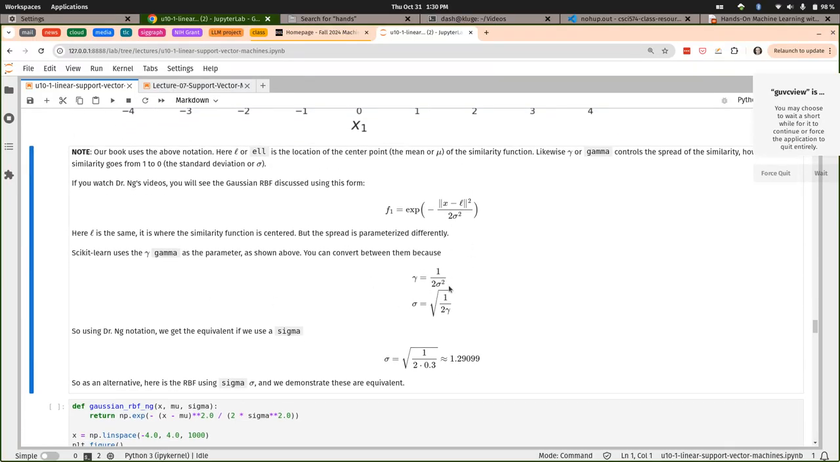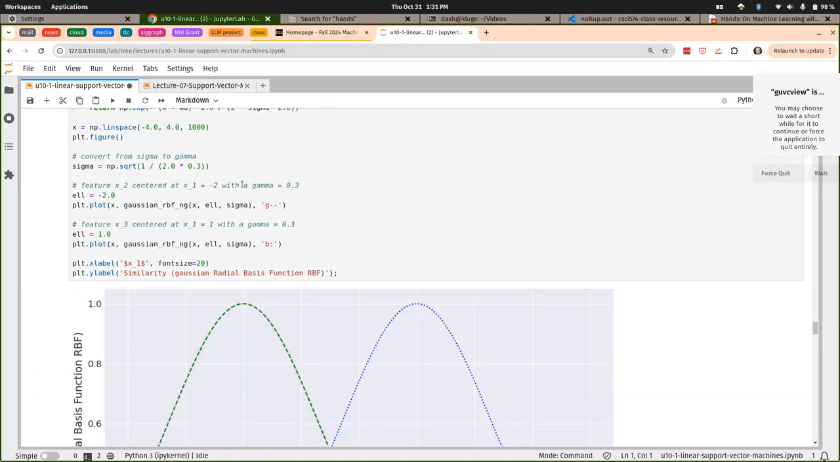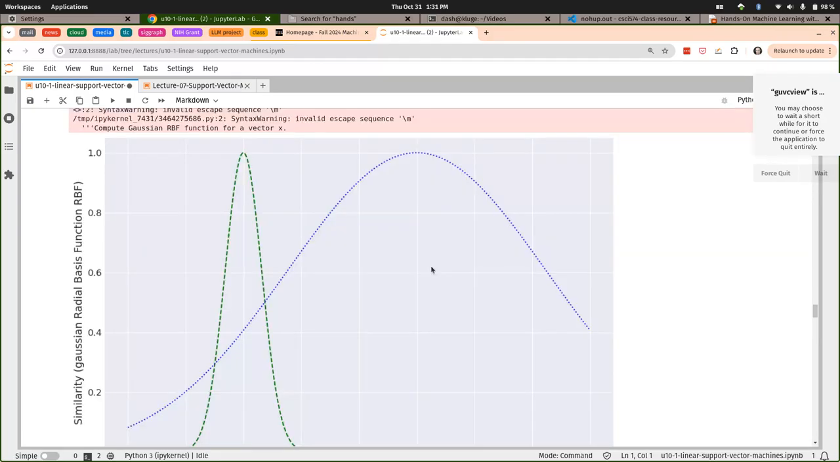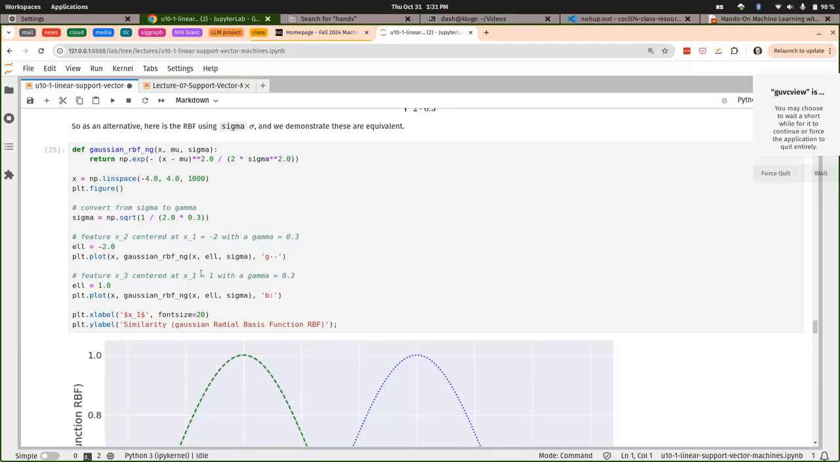When you get to assignment four, here's another place where you will need this. Gamma is just the inverse of two times sigma squared. Just pulling out the sigma squared from the other notebook that we used for these radial basis functions, you get that formula. So if you want a radial basis function with a particular sigma, but you have to pass in the gamma parameter, you can just plug it into this formula to figure out what gamma you need to use to get the equivalent sigma, or vice versa. When you get to that part of assignment four, this will be useful. So we show both using gamma and then the equivalent using sigma down here.